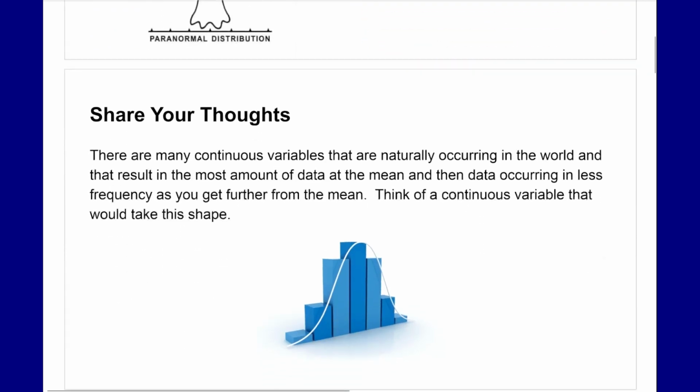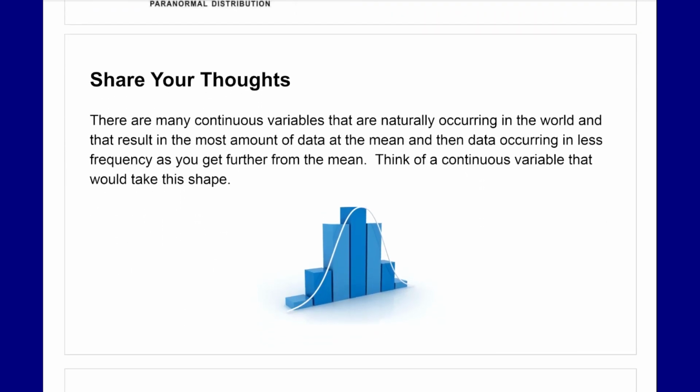Just as a little bit of a warm up, there are many continuous variables that are naturally occurring in the world and that result in the most amount of data at the mean and then data occurring in less frequency as you get further from the mean. So think of a continuous variable that would take this shape. You might think of it being called a bell curve, things like that.